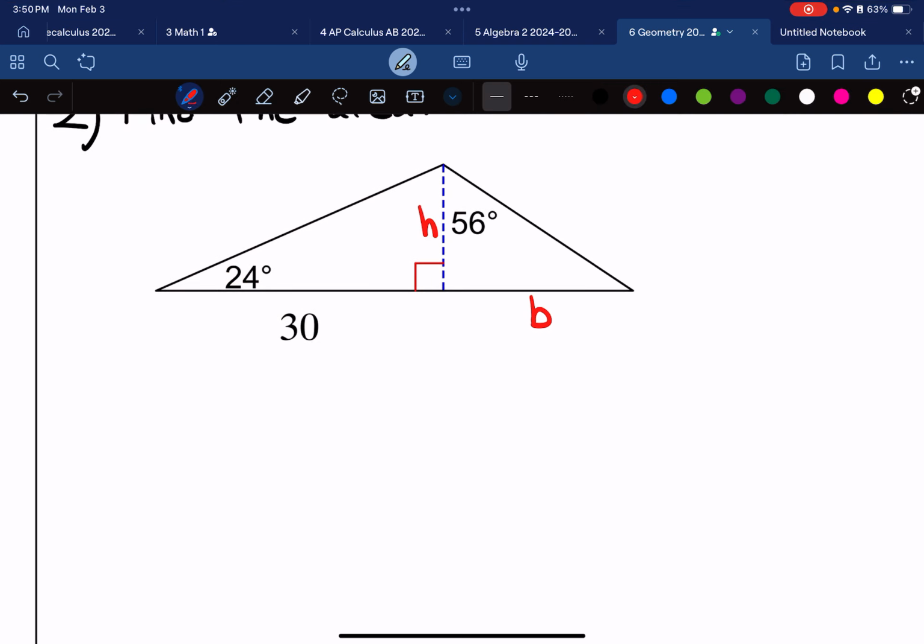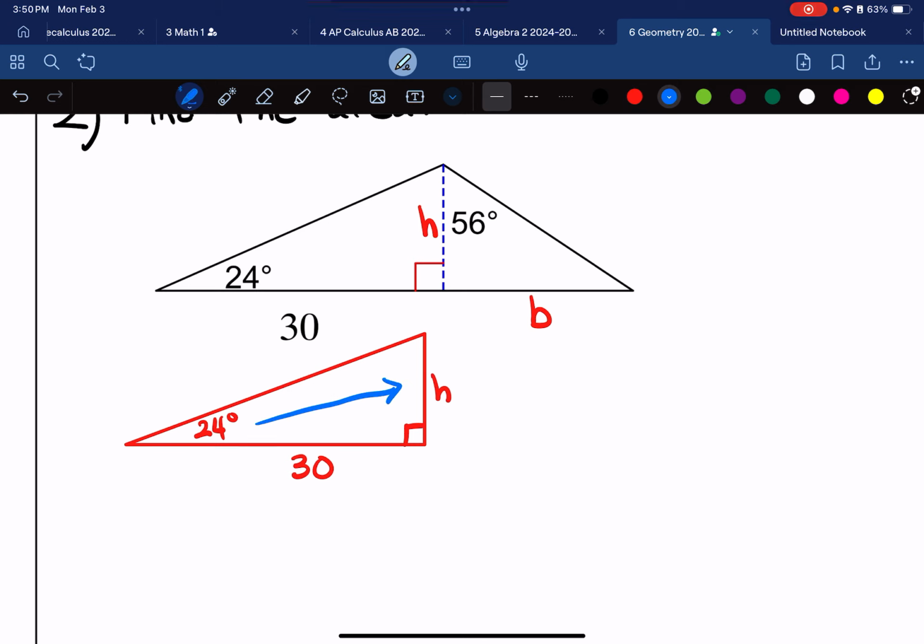So I'm going to redraw that triangle on the left so that I can help identify where I'm supposed to work. Right angle is here. I have a length of 30 in the bottom, a 24 angle in the bottom left, and h is up here. All right, so let's go ahead and label this triangle. On the opposite side of the angle of reference, I have my opposite, and therefore my adjacent is down here.